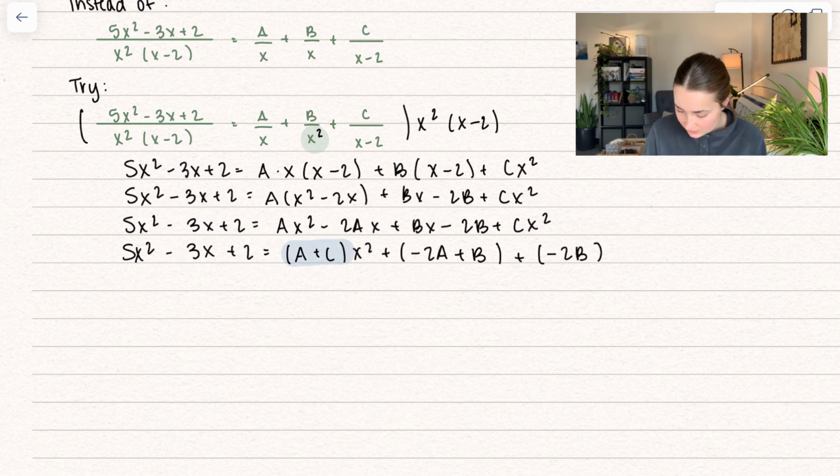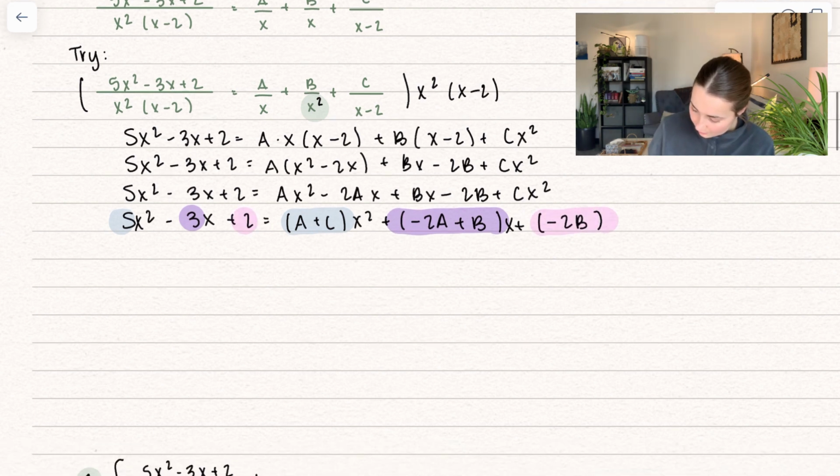So our x squared terms are going to have to equal 5. Our x terms are going to have to equal negative 3, and that should be an x right there. And then finally, our scalar negative 2b should equal 2. So let's set up these three equations. First, a plus c has to be equal to 5, right? Because that's how many x squareds we have. For those purple terms, negative 2a plus b has to be equal to negative 3. And then finally, negative 2b has to be equal to 2.